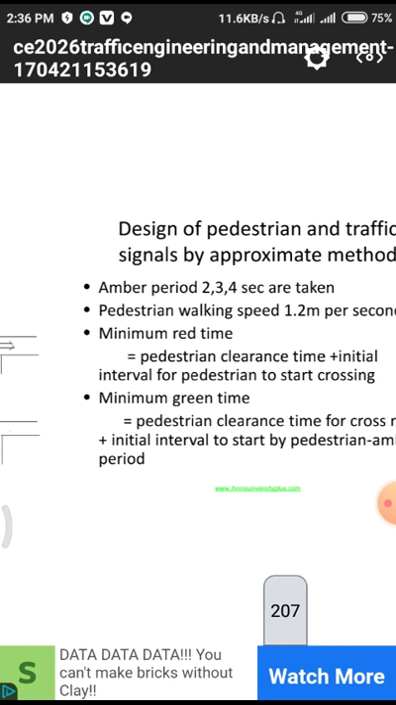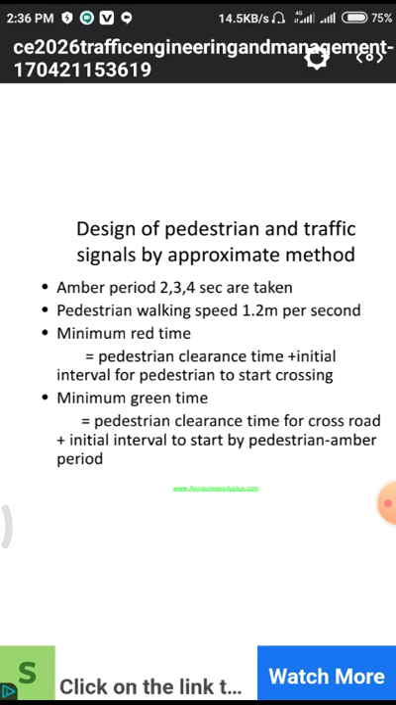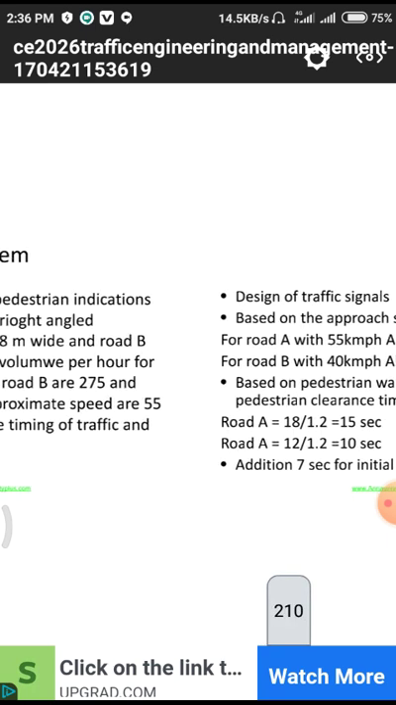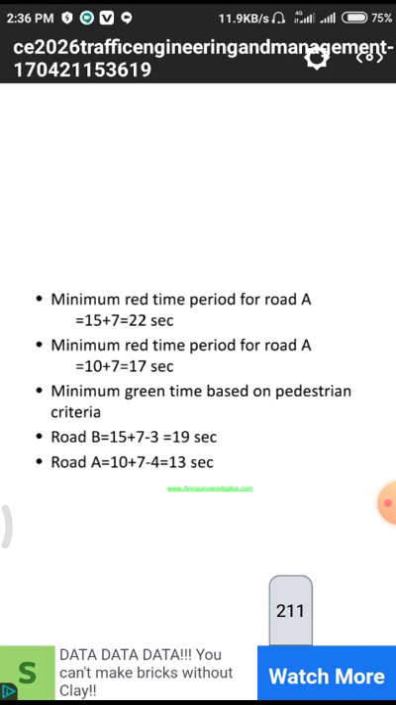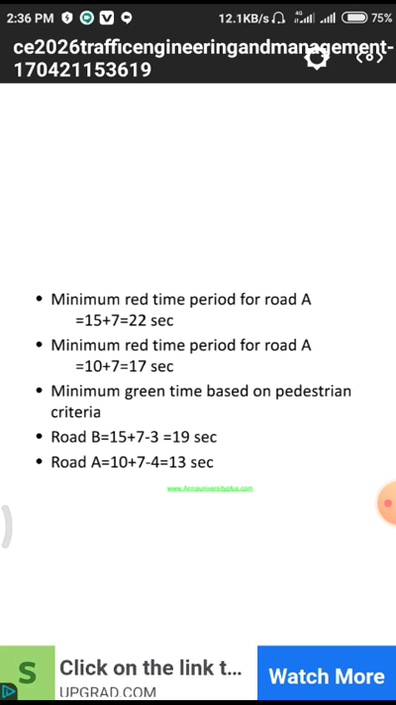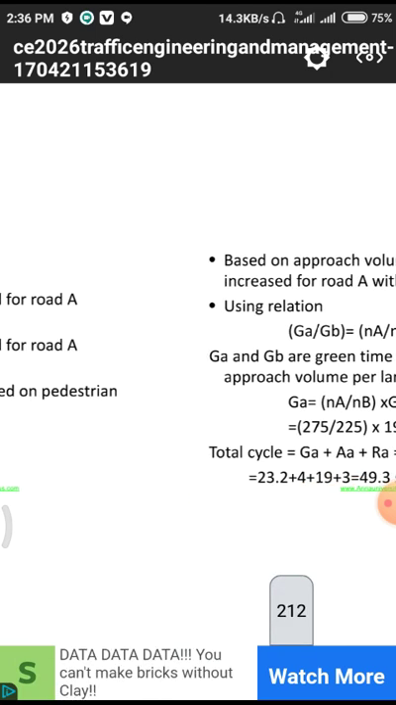3 and 4 are the minimum values. Here we have the amber periods of 3 and 4 seconds, so we are simply decreasing those 3 and 4 seconds here. For road B and road A: 15 plus 7 minus 3, 15 plus 7, 10 plus 7 minus 4, so that road A and road B have different time periods after the total calculation.